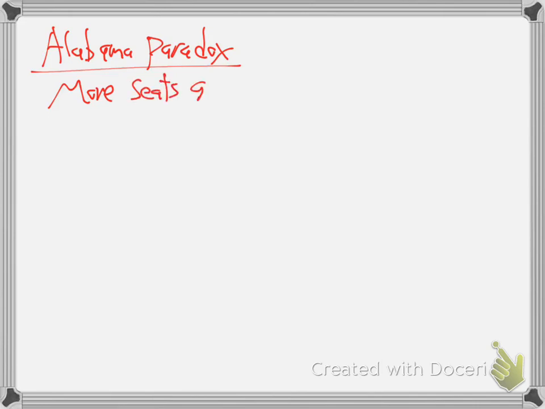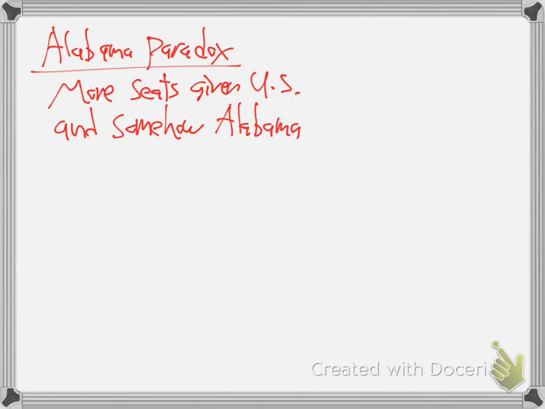Now you remember the Alabama paradox, right? What happened with that is more seats were given to the United States as a whole, and somehow Alabama lost one. So that's just not right. If there's more seats being given to the whole United States, why would Alabama lose one in the calculation? That was the frustrating thing for Alabama. Hamilton's method did that. That's called the Alabama paradox.